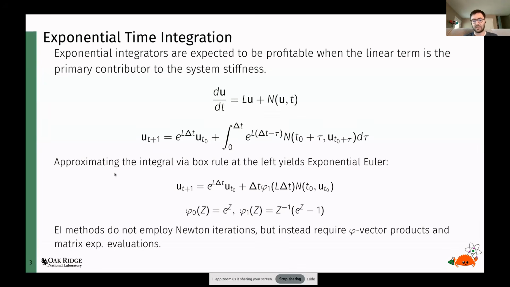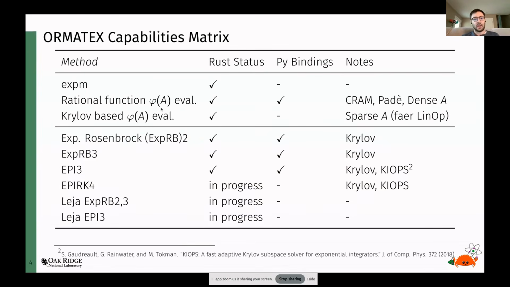So they can be quite advantageous in this way. But the downside is that these exponential integrators can be somewhat hard to scale to very, very large systems and parallel computers. So what does ORMATEX currently implement?